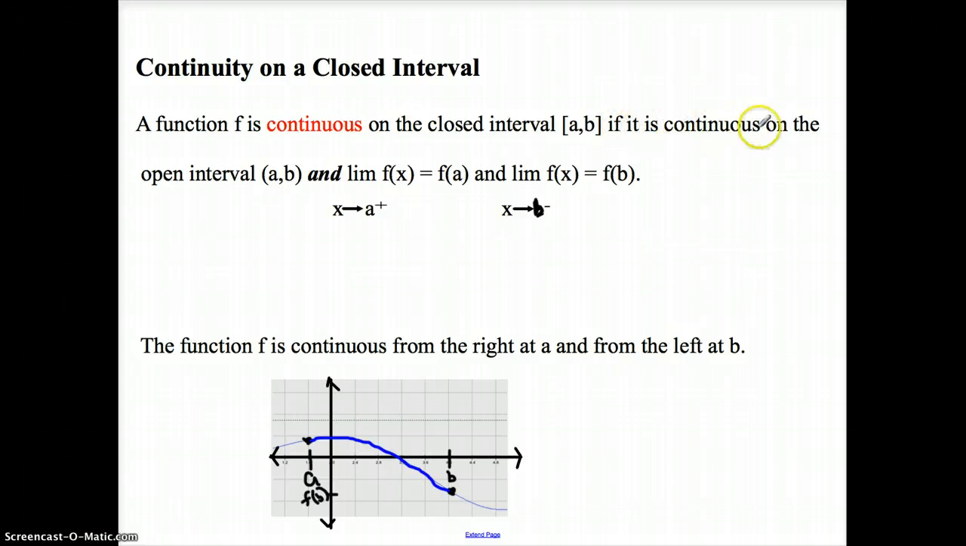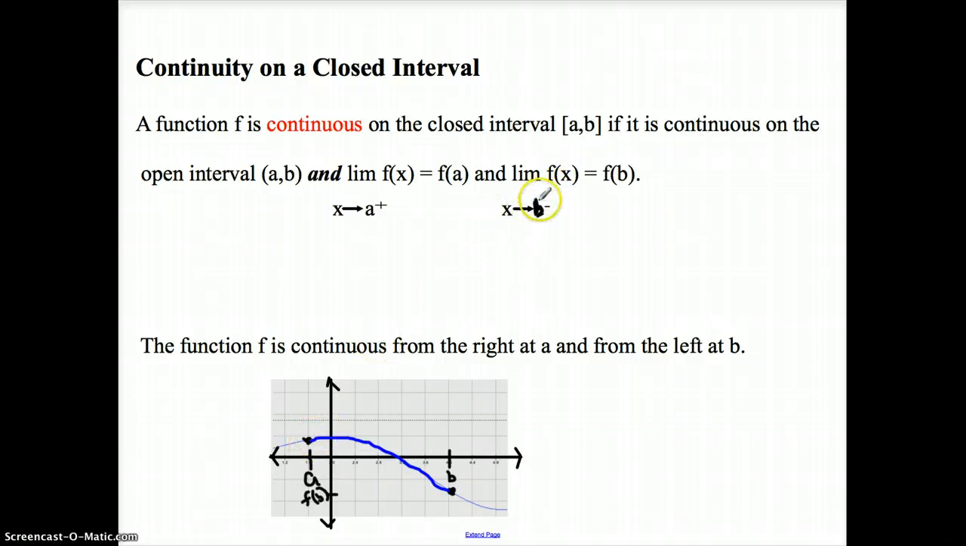The graph has to be continuous on the open interval from a to b, but also the limit of the function from the right of a has to equal that y value at a. So as we march across this function from the right of a, that y value right up here has to be f of a, has to be the same as the limit. So basically that means there can't be a hole there that's not filled in with the y value.